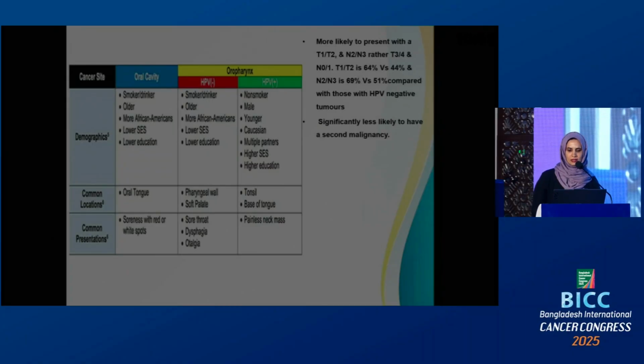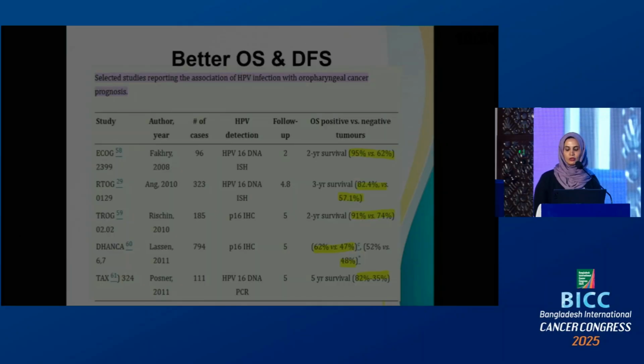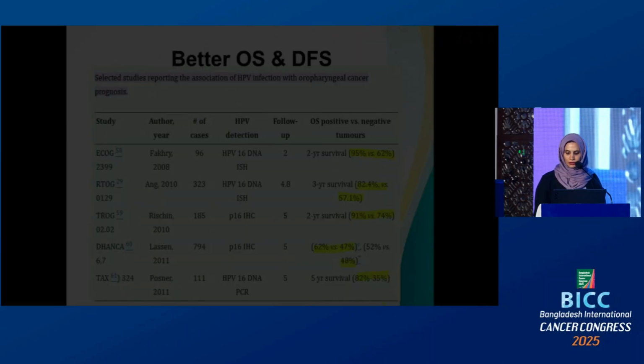Quickly, for the sake of time, usually HPV positive tumors appear in non-smoker, male, younger, Caucasian patients, with multiple partners and higher education. It usually appears in the tonsil and base of tongue, and it presents with a painless neck mass. Lots of studies have studied the difference between P16 positive and negative, and they found that there is better overall survival and disease-free survival with P16 positive disease. As you can see, one of the famous studies is Fakhry in 2008.